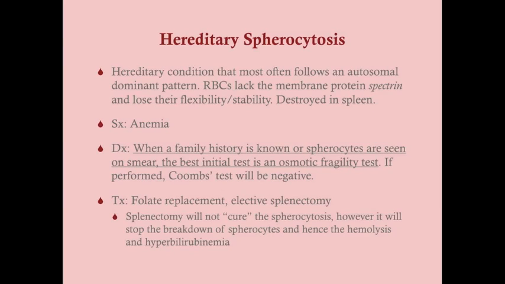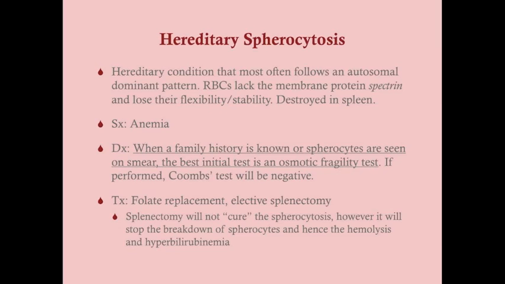Red blood cells in hereditary spherocytosis lack a membrane protein, which is known as spectrin, and it is responsible for helping the red blood cell maintain its nice donut-like shape. That donut-like shape is important for its flexibility to get through capillaries, and particularly to get through the red pulp of the spleen. And remember what the spleen does: the spleen gets rid of old, inflexible red blood cells.